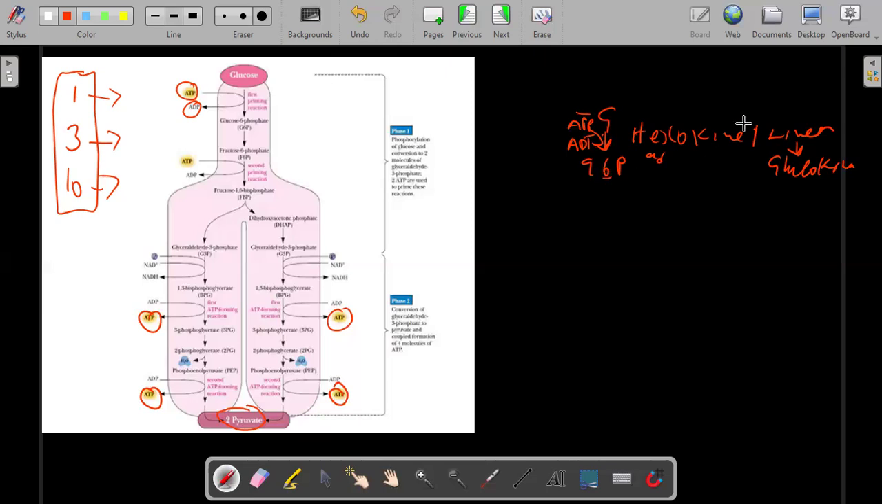We'll come back to the regulations for these enzymes. When talking about regulations, we are going to focus more.